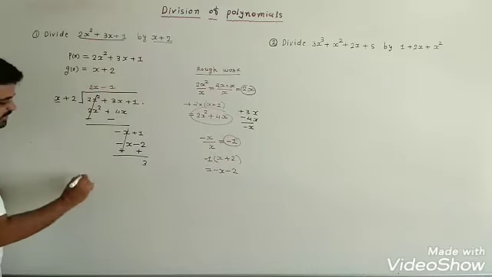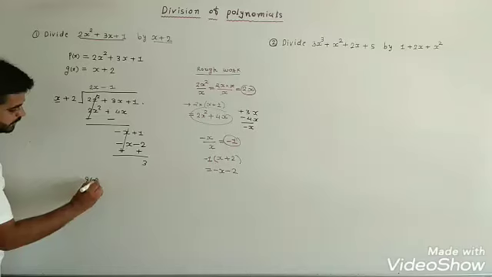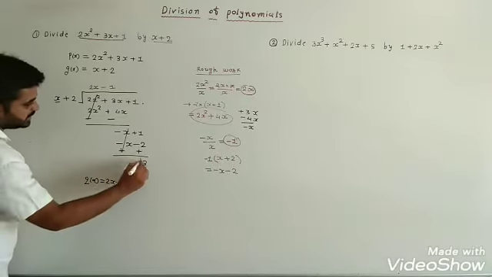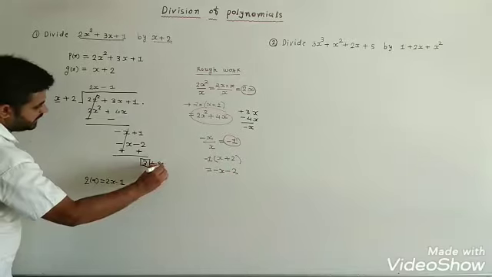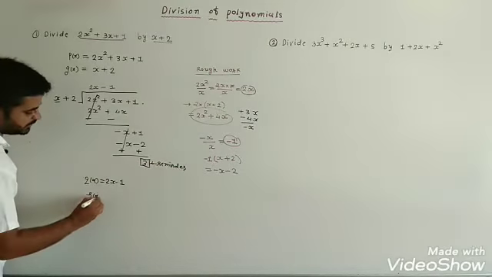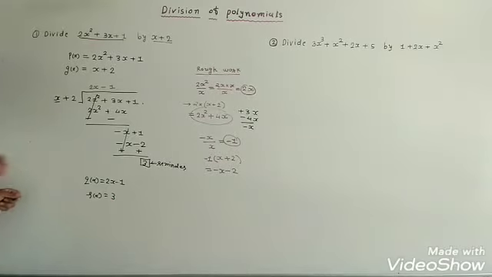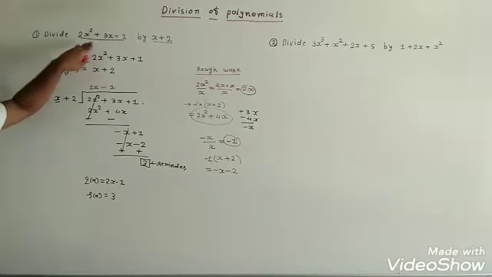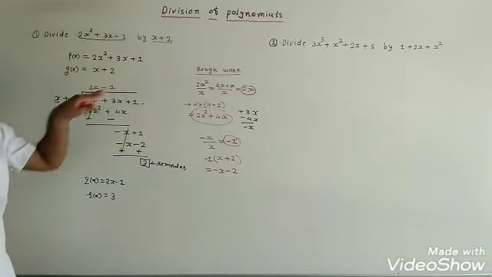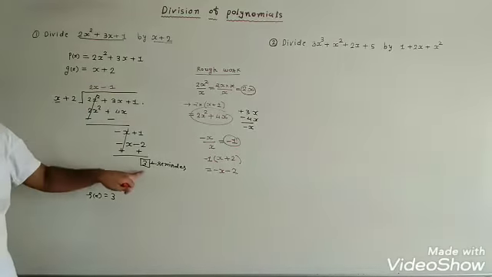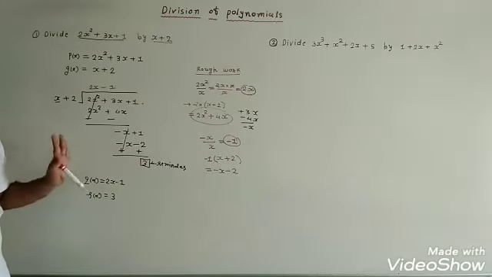Okay, so the quotient is called q of x. Q of x is equal to 2x minus 1, and this 3 is called remainder. This 3 is remainder. So r of x is 3. Okay, so when we divide this polynomial by this, then the quotient is 2x minus 1 and remainder is 3. Done. Any doubt in this division?